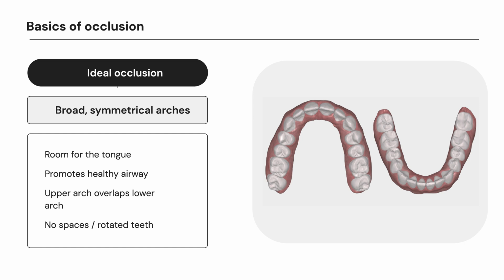Well, let's start off with the basics, and that is the arch shape. The arch should be a rounded kind of U shape that should be similar to a Roman arch. And if we've got that, there's enough room for the tongue. And if there's enough room for the tongue, we know it promotes a healthy airway.